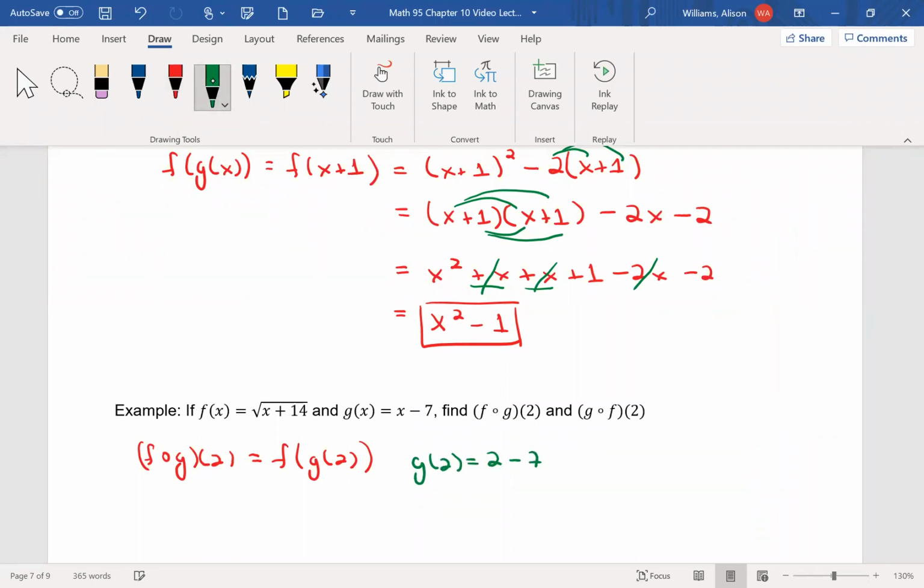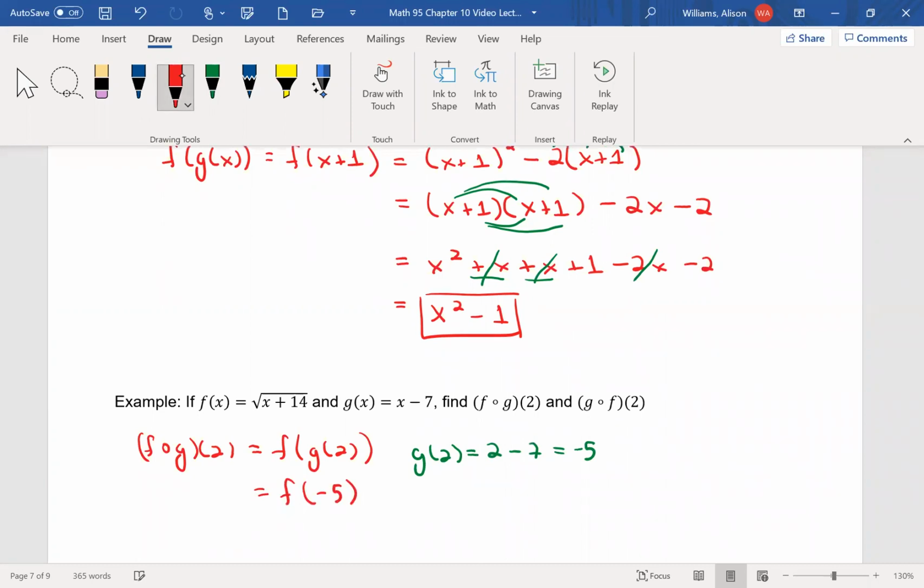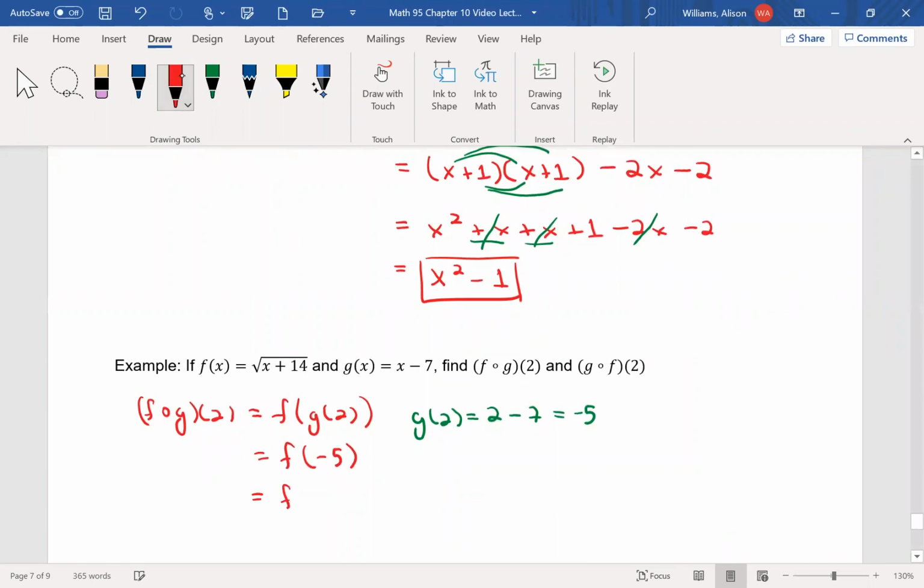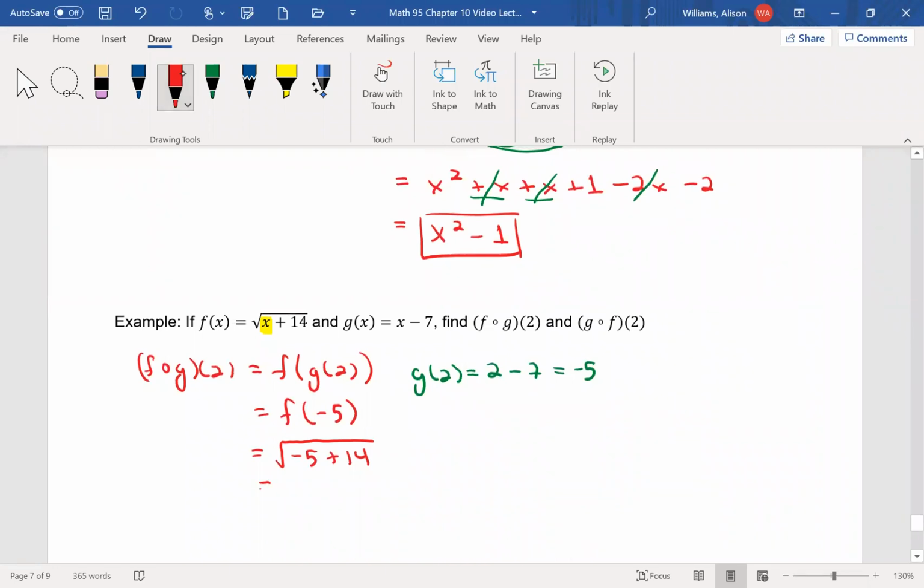g of 2 is 2 minus 7, which is -5. So I'm going to find f of -5. That means I'm going to plug -5 into the f of x function, into that x right there. So that's going to be the square root of -5 plus 14. -5 plus 14 is 9. And the square root of 9 is 3.